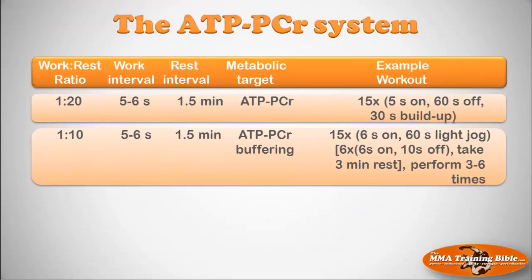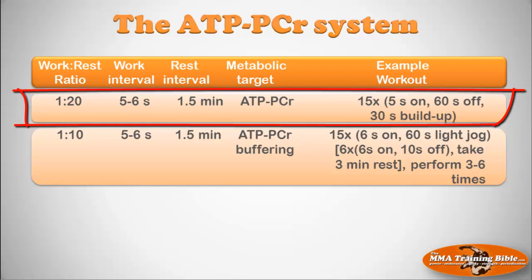Let's talk about how you target the ATP-PCR system. You're going to be using work to rest ratios of 1 to 20. Your work interval length is going to be short, 5 to 6 seconds. Your rest interval, about 1.5 minutes. And ATP-PCR system is your main target. Here's an example workout. 15 times, 5 seconds on, 60 seconds off with a 30-second build-up.